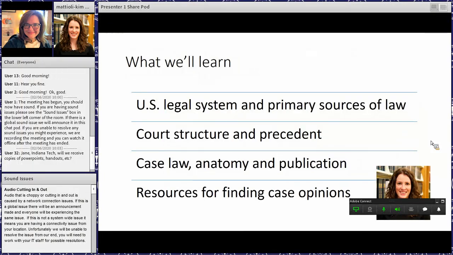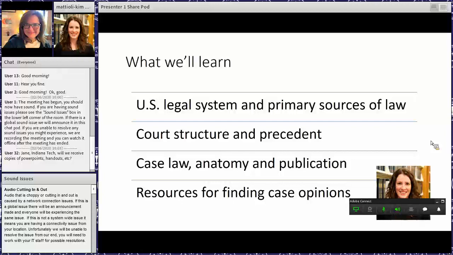Good morning, everyone. Thank you so much for attending the webinar today. Here is a brief overview of what we're going to learn today. I'm going to start by giving you a basic reminder of our system of government and the types of primary sources of law that each branch of our government produces. I'll then go into an overview of how our court systems are structured, both on the federal level and on the state level. Then we'll talk about the idea of precedent in our court system and how case law helps shape the law in our country.